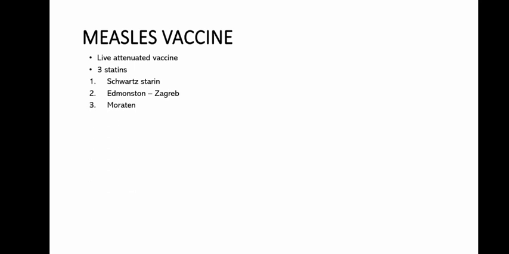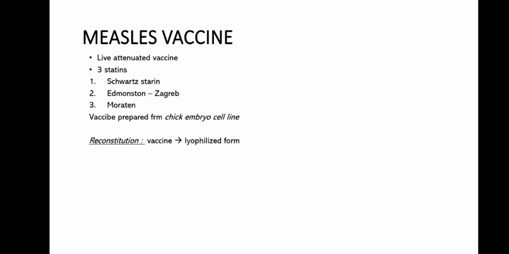And coming to the measles vaccine, it's a live attenuated vaccine. Three strains: Schwarz strain, Edmonston-Zagreb, and Moraten. The vaccine is prepared from a chick embryo cell line. It's a live attenuated vaccine, just remember it. Measles vaccine is a live attenuated vaccine.